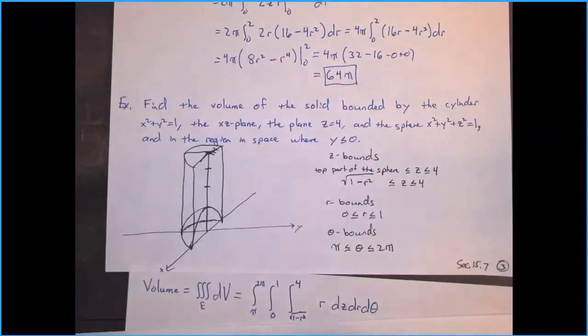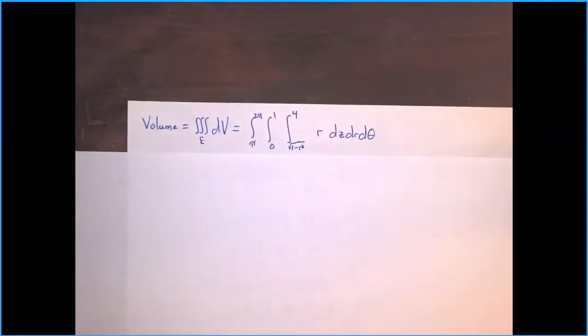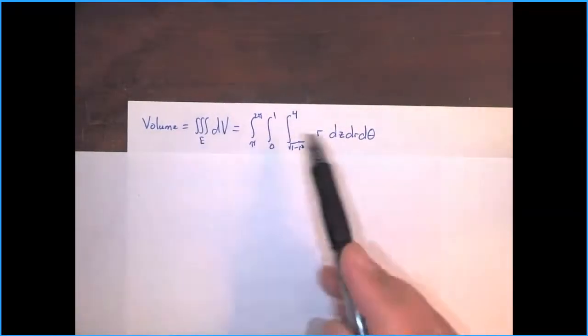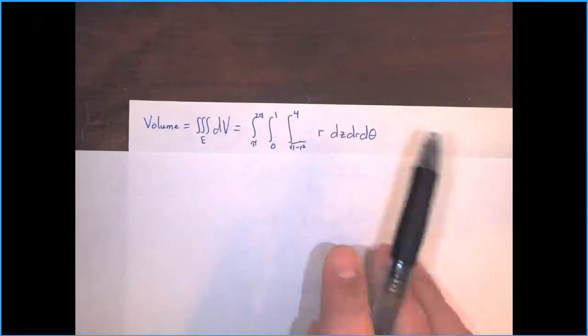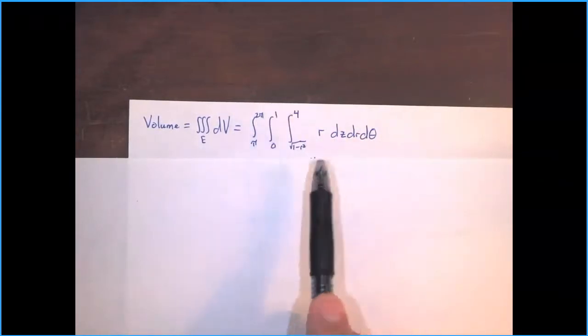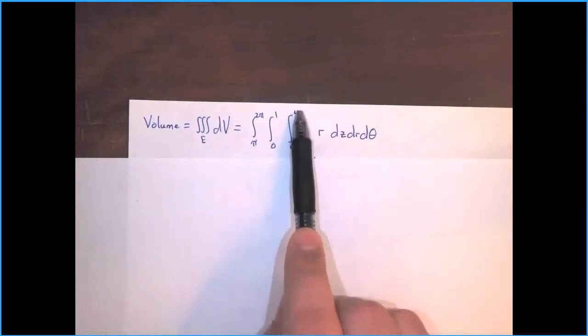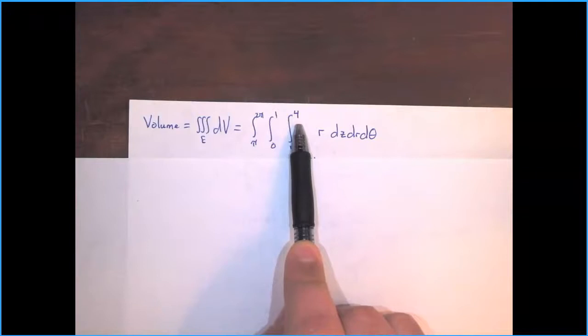We set up our integral. It's a volume integral, so we're just integrating r, because remember in Cartesian that would be 1, but we switched to cylindrical, so we're integrating r. In theta, we went from pi to 2 pi. In r, we went from 0 to 1. And in z, we went from the sphere, the square root of 1 minus r squared, to 4, the plane z equals 4.